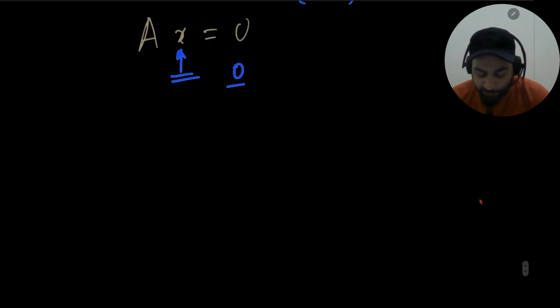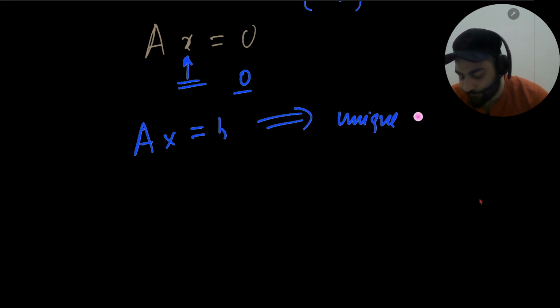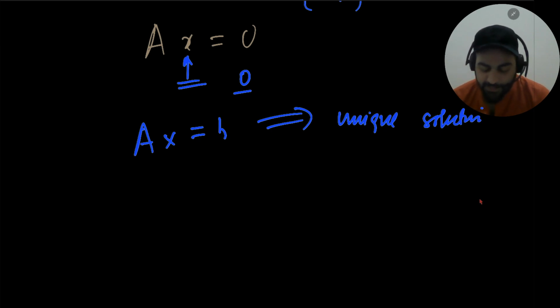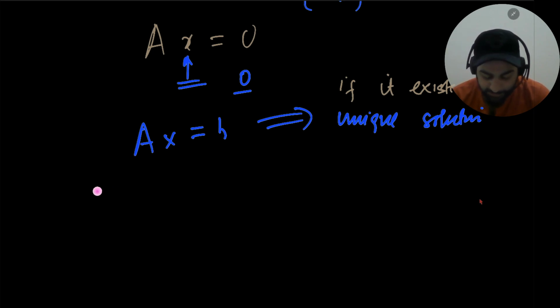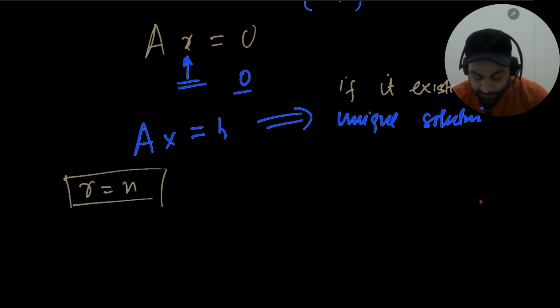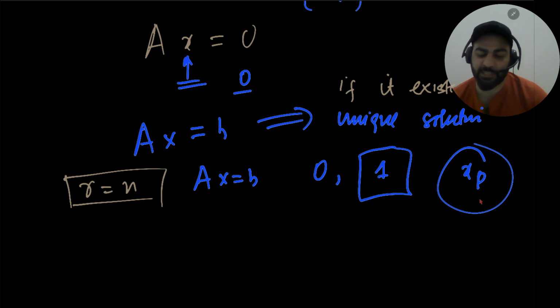Okay, and now, because we are solving Ax is equal to b, there will be a unique solution if it exists. If there is a solution, it will be a unique solution. Ax equal to b can either have no solution, or if the solution exists, then it will be unique. So if the rank is equal to n, the number of columns, we can say Ax equal to b can have either 0 or 1 solution. Zero solutions if the solution does not exist, and one solution, the particular solution xp, if it does. Is it clear?